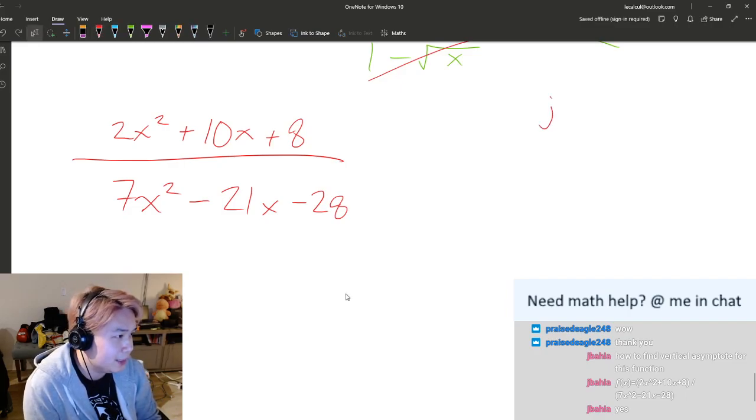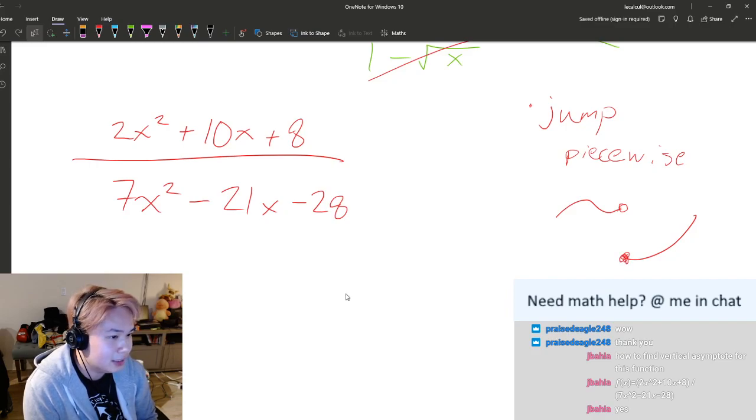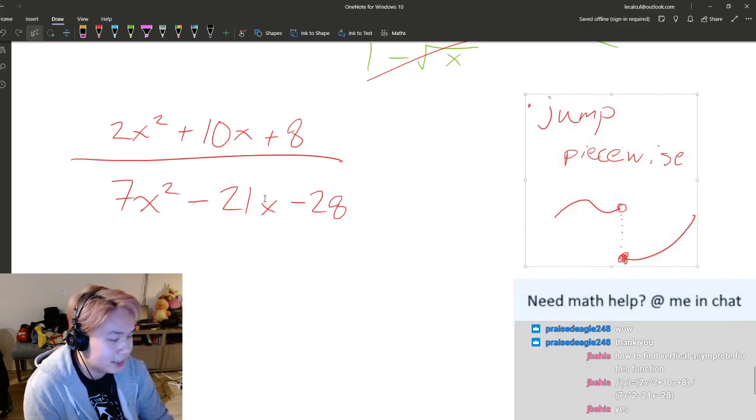They have different names depending on your prof, but you have a jump discontinuity, but this normally only happens when you have a piecewise function. So you have a function here, and then it switches to a different kind of function. So it's in pieces. So you literally have a jump. So we don't need to worry about that because this isn't piecewise.